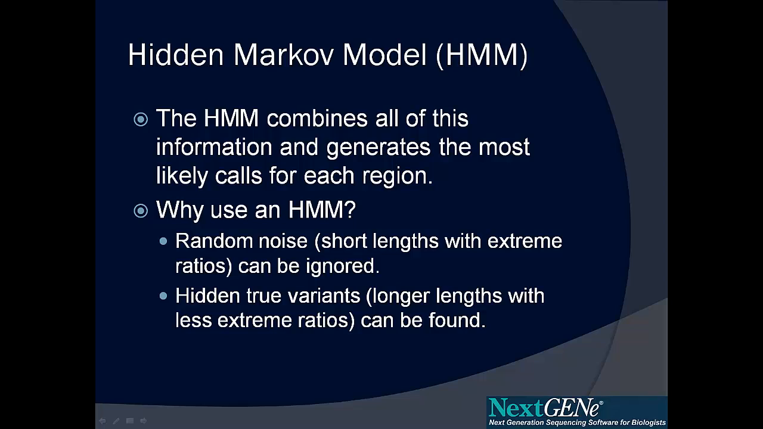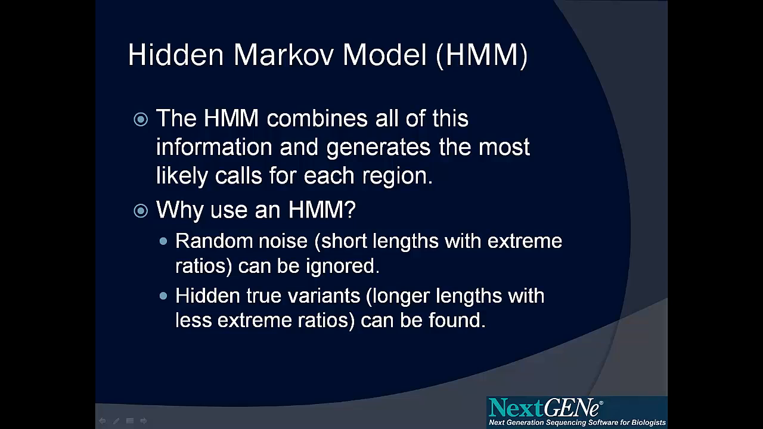So essentially, this hidden Markov model combines all of this information and generates the most likely calls for each region. The reason we're using this as part of the algorithm is that it's good at smoothing out the data and removing random noise, where you might have a single region in between many other regions that just happens to have a very extreme ratio. In that case, we can often exclude that because it appears to be random noise.